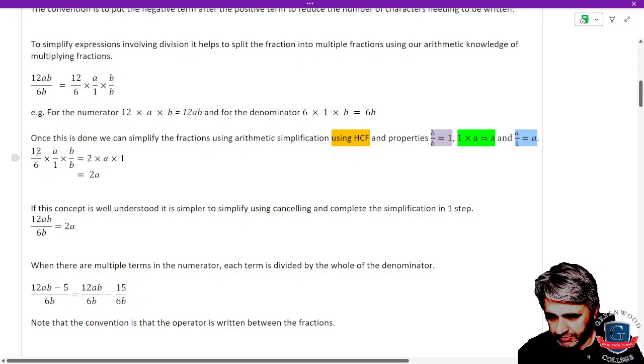So here we go, let's apply. 12 on 6, that becomes 2. 12 divided by 6 is 2. Highest common factor is 6 divided into both of them. 2 on 1, which is 2. A on 1 just becomes a, as per this part here. And b on b becomes 1, as per this property here. So we end up with 2 times a times 1, which simply is 2 times 1 is 2 times a is 2a. Simple. So this expression here quite simply becomes this expression here, as I have said there.